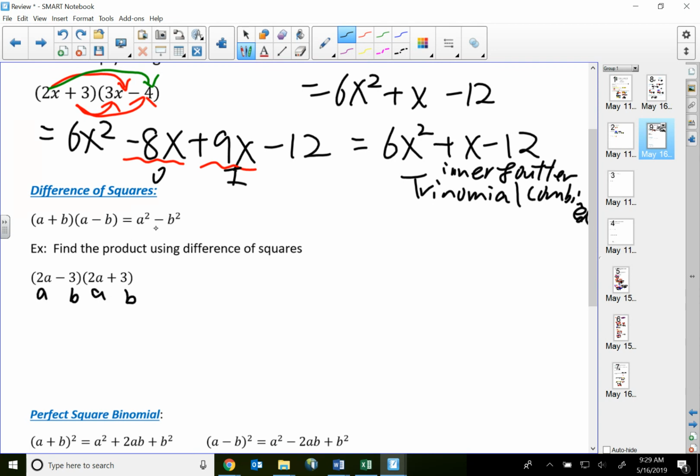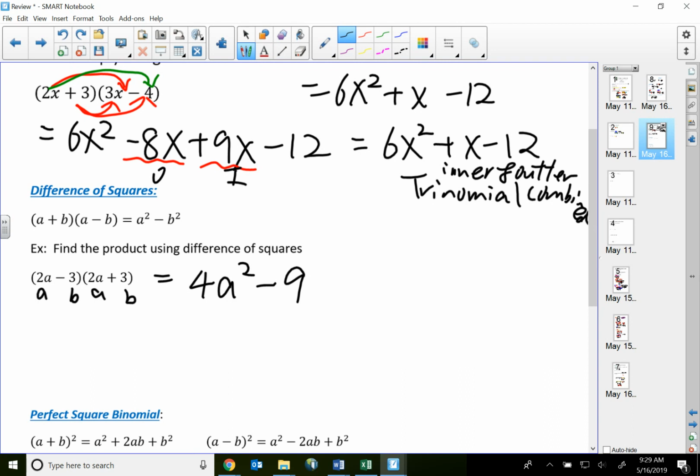Okay. The answer always needs to have a subtraction sign in the middle, or opposite signs, right? A squared minus B squared has opposite signs. So I can simply say, okay, my A, the whole thing squared, is going to be 4a squared, minus my B, which is 3 squared, it's going to be 9, right? A squared minus B squared. So my answer would just be 4a squared minus 9. That's all it is. All right.